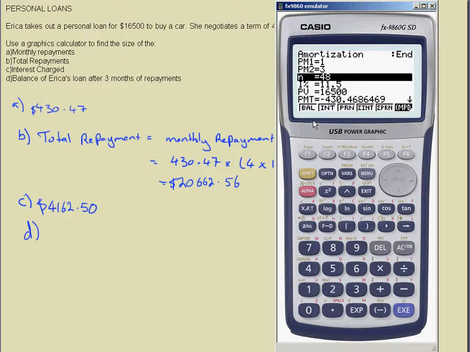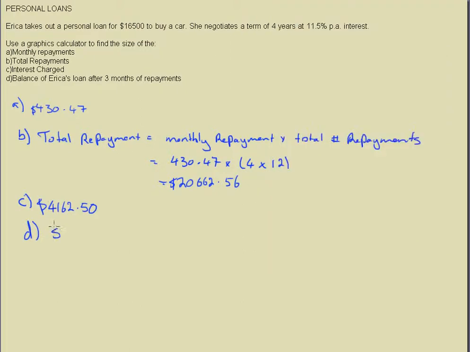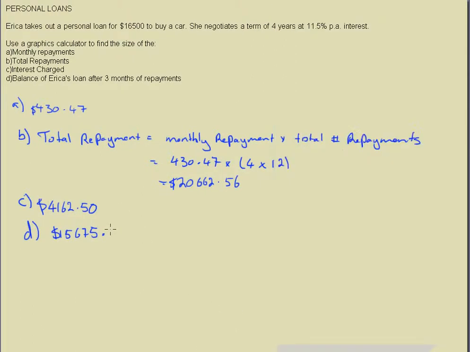So making sure that we're going from the first to the third month, and by pressing balance, now it's giving us how much will be left in the loan after only 3 months, which is $15,675.11. And you're done.